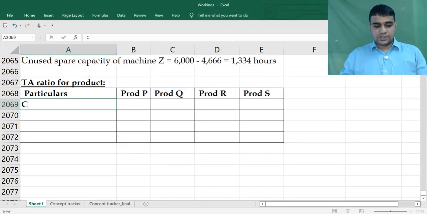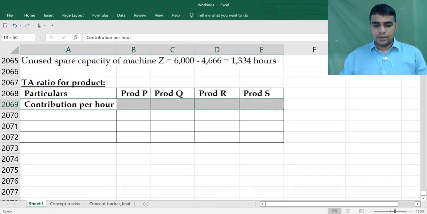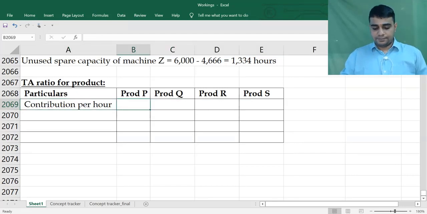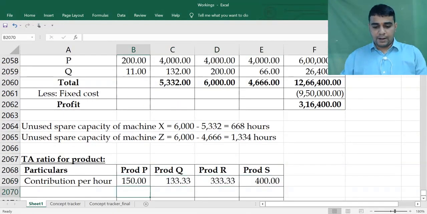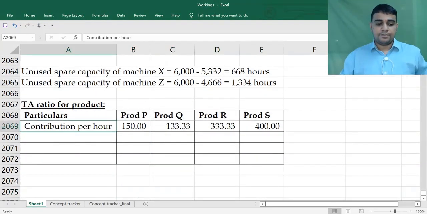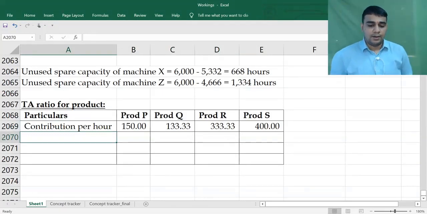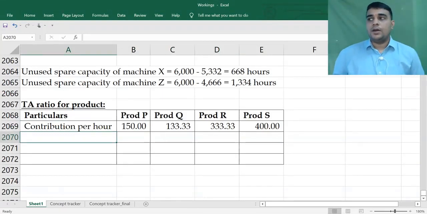The numerator is contribution per hour. It can be per minute also, whatever is the information. Contribution per hour: 150, 133, 333 and 400.